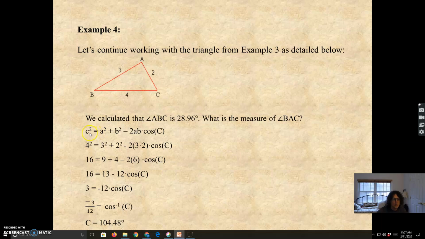Is it? Well, c is going to be lowercase, so it's the side, 4 squared. It doesn't matter what a and b are as long as you're consistent. We said a is going to be 3 throughout the equation, and b is going to be 2. Those are lowercase a and b. And C is what we're trying to figure out, which is capitalized, which is going to be this angle right here, angle BAC. We do our math, we do the inverse of this, and we get capital C, which is the angle, is 104.48 degrees. So we know that angle BAC is 104.48 degrees.